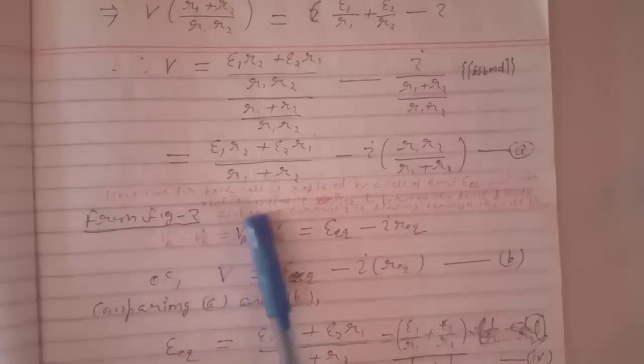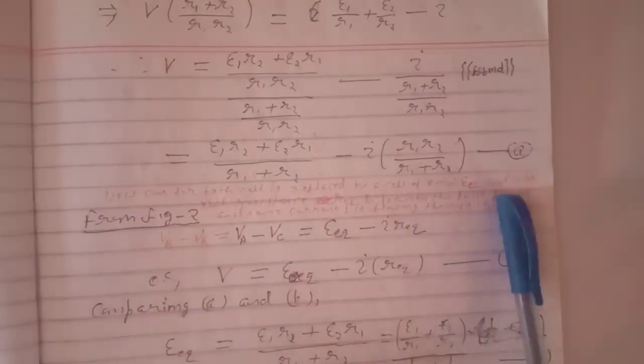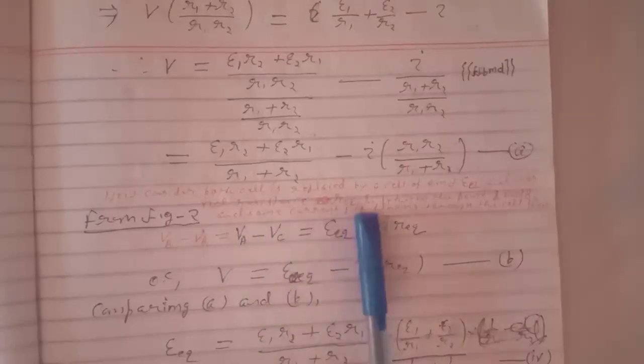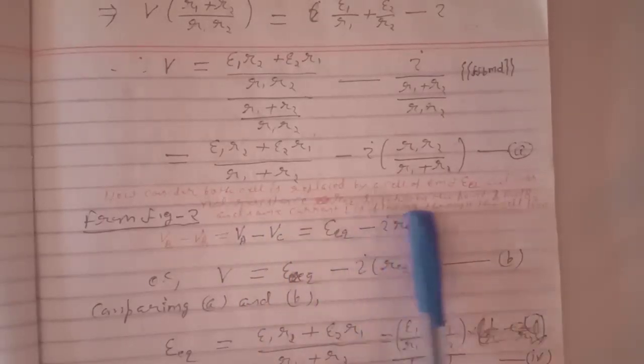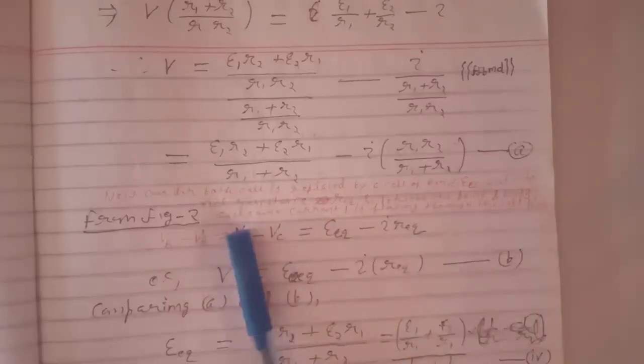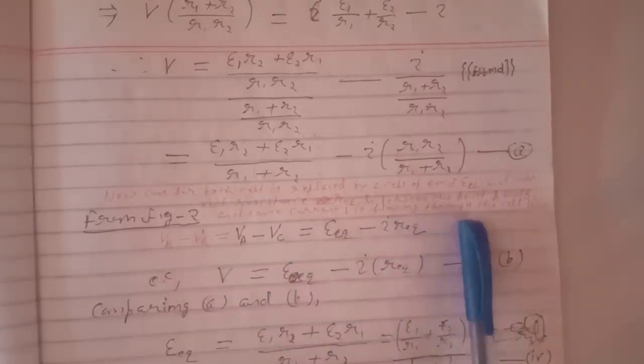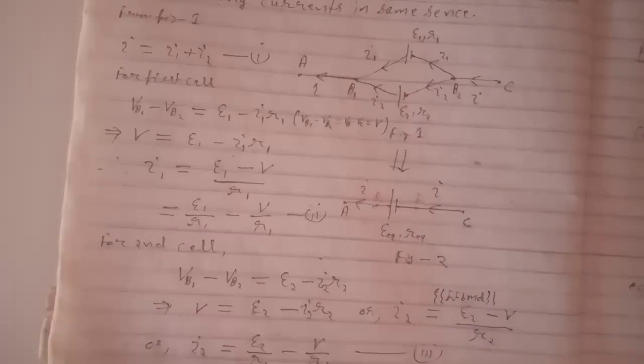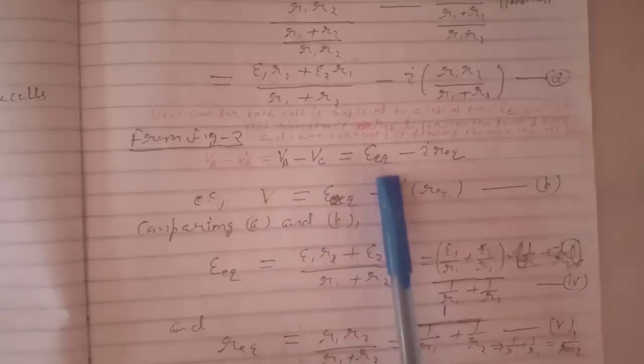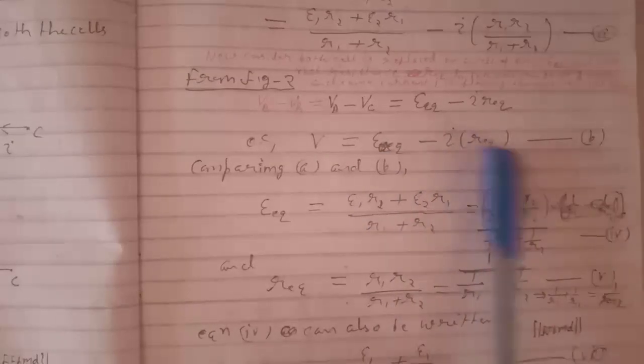Now consider both cells are replaced by a cell of EMF E equivalent and internal resistance R equivalent between the points B1 and B2, and the same current I is flowing through the cell. Then from figure 2 we can write VB1 minus VB2 equals E equivalent minus I into R equivalent. This is VB1 minus VB2, equal to VA minus VC, equals E equivalent minus I into R equivalent, or V equals E equivalent minus I into R equivalent.